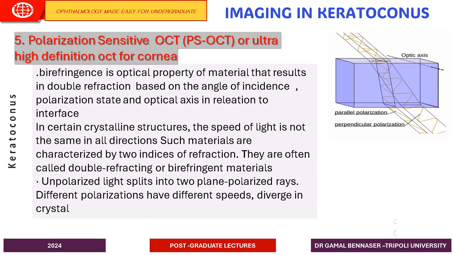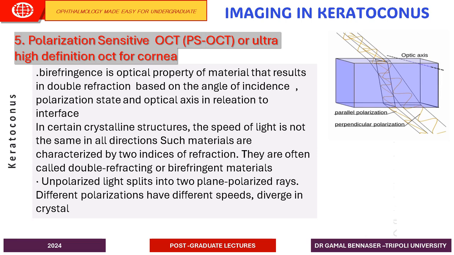That's why it is named double refraction, because you have more than one refractive index, more than one refraction. And this is a feature of the birefringence property. Unpolarized light, when it passes through this birefringent material, will split into two polarized rays, with different polarization speeds and divergence.